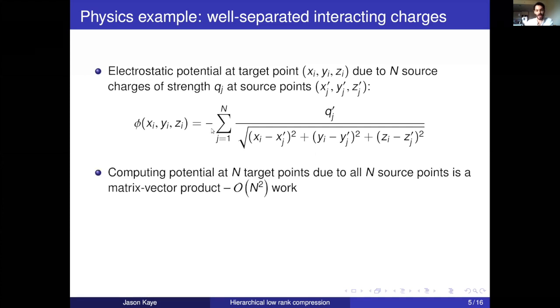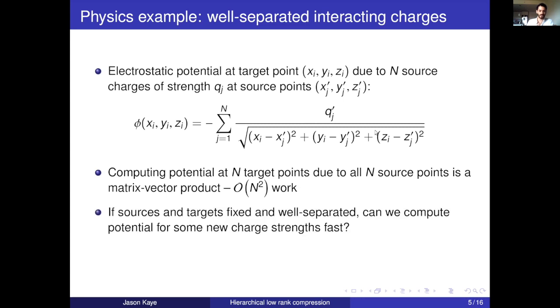So if we have n source points and n target points, then computing the potential at all the target points is n squared work, because for each of n target points, we have to do this sum involving n terms, okay? So let's imagine now that the source points and the target points are fixed, and we keep getting new charge strengths here, okay? So what I want you to see is that this can be viewed as a matrix vector product, where the matrix entries are 1 divided by this Cartesian distance. The rows are indexed by I, the columns by J.